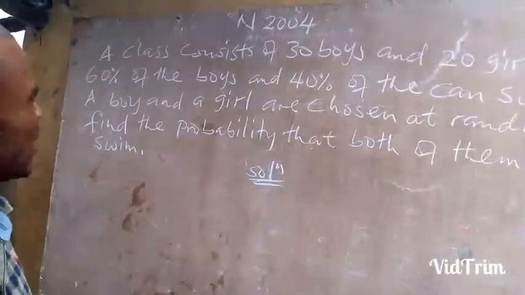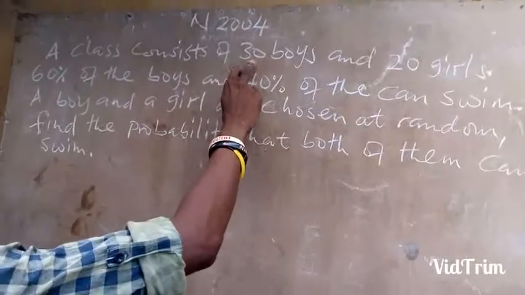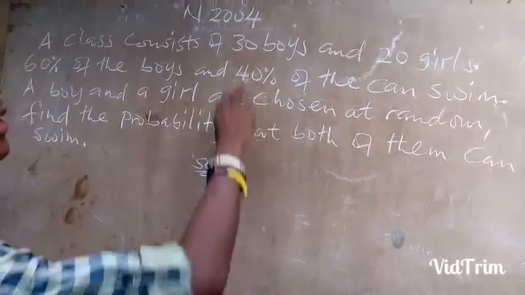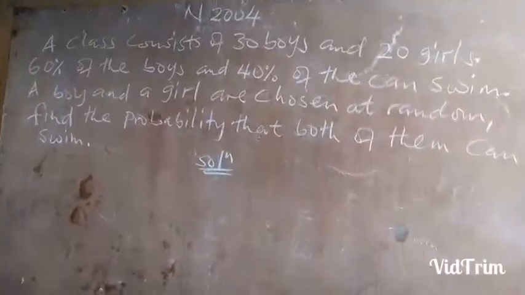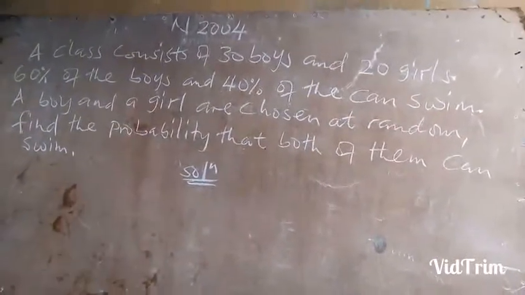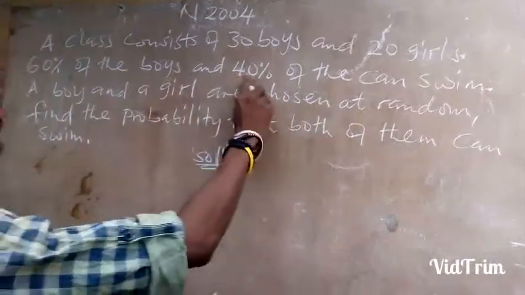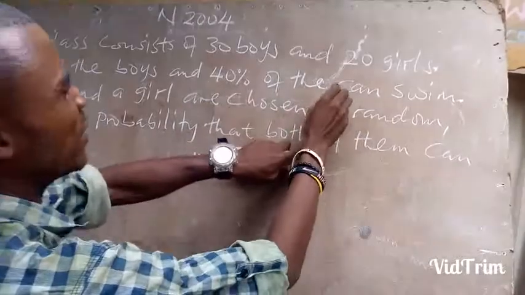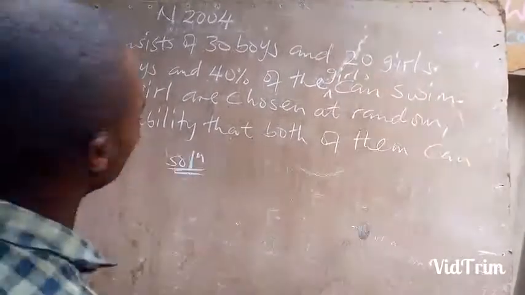2004 private ones. The question reads, a class consists of 30 boys and 20 girls. That means in the particular class there were 30 boys and 20 girls. Now they said 60% of the boys, that means not all the boys can swim in this class. Only 60% of the boys and 40% of the girls can swim.